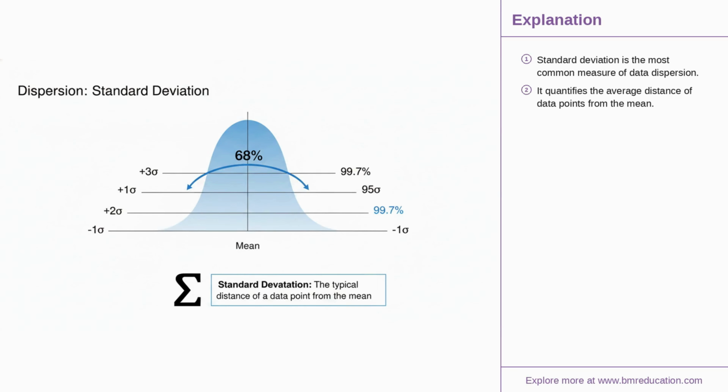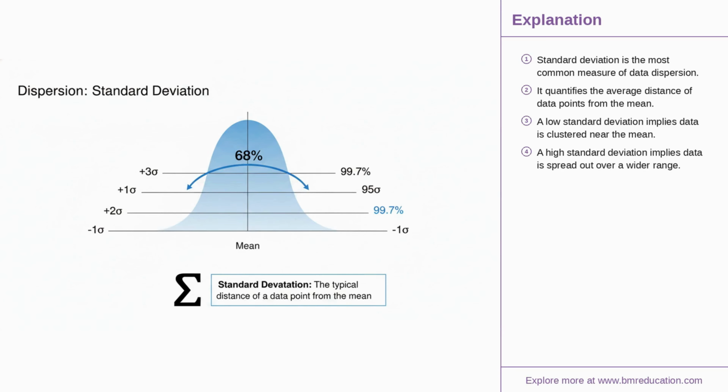For a more robust measure of spread, we turn to variance and standard deviation. The standard deviation is the most common measure and tells us, on average, how far each data point is from the mean. A small standard deviation indicates that data points are tightly clustered around the mean, suggesting consistency. A large standard deviation means the data is widely spread out.